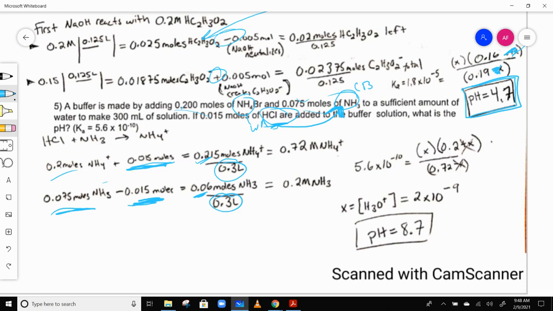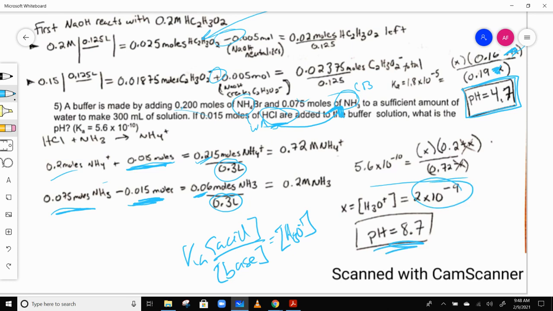And then again, I showed the work here, but you don't need to. You could just have done the Ka times concentration of acid over concentration of base equals H3O plus. You get H3O plus to be this, and you get the pH of that.